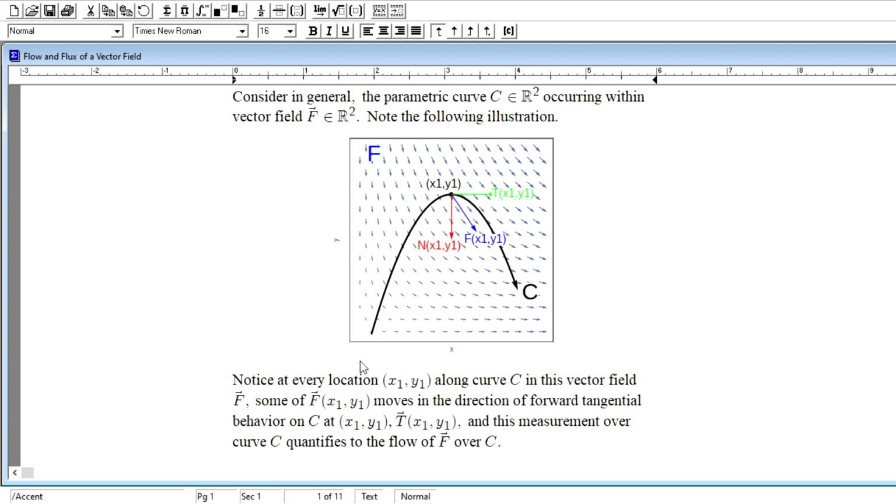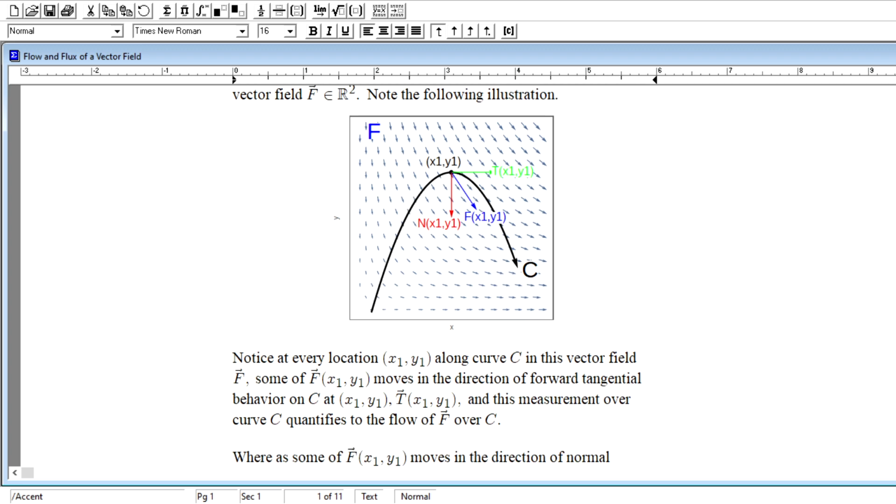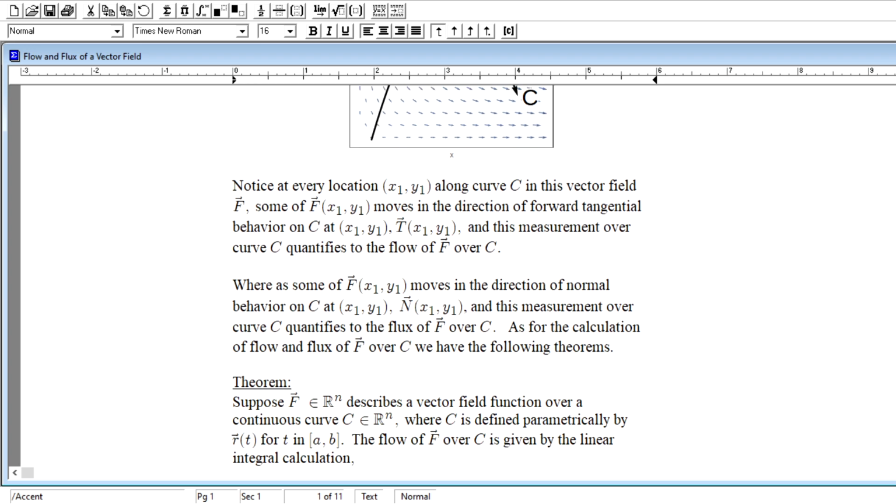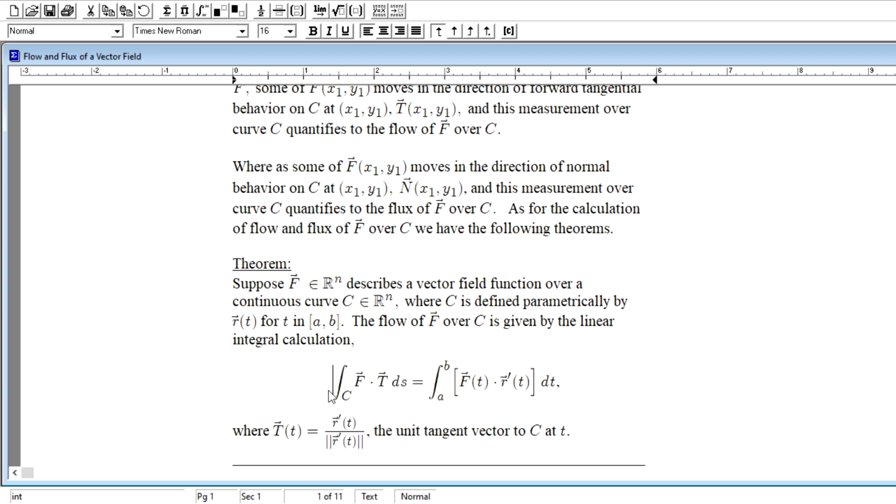And how do we perform an infinite summation? Well, we understand infinite summation is the process of integration. We're going to infinitely sum all the dot products of the field with the tangential vector along our curve with respect to the arc length of that curve. And how we go about calculating that is what we define here on the right-hand side.